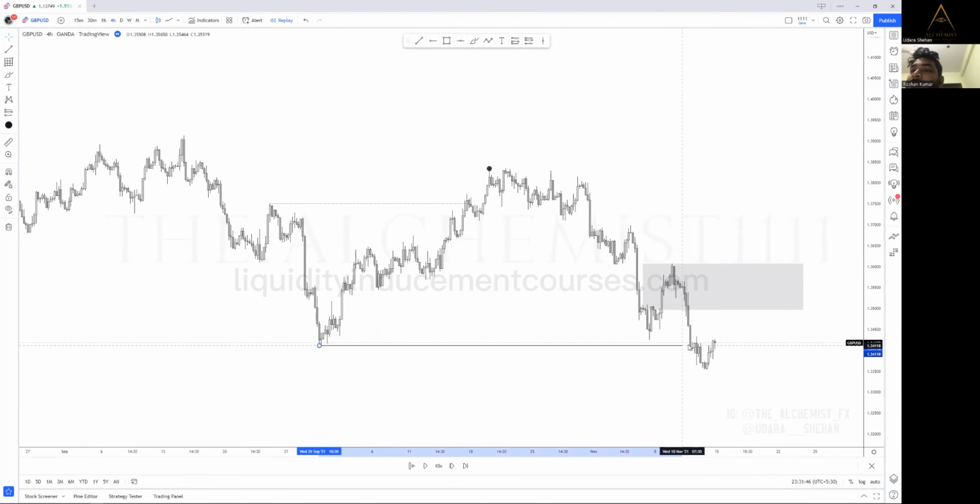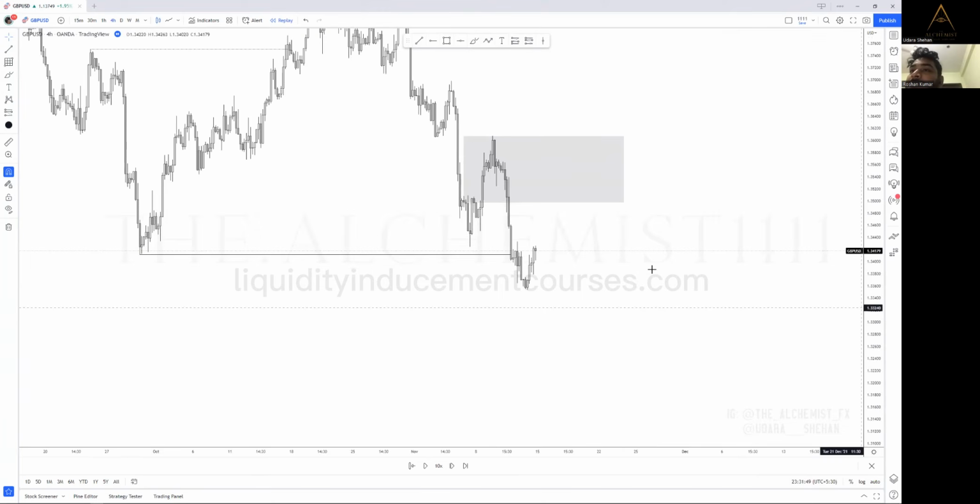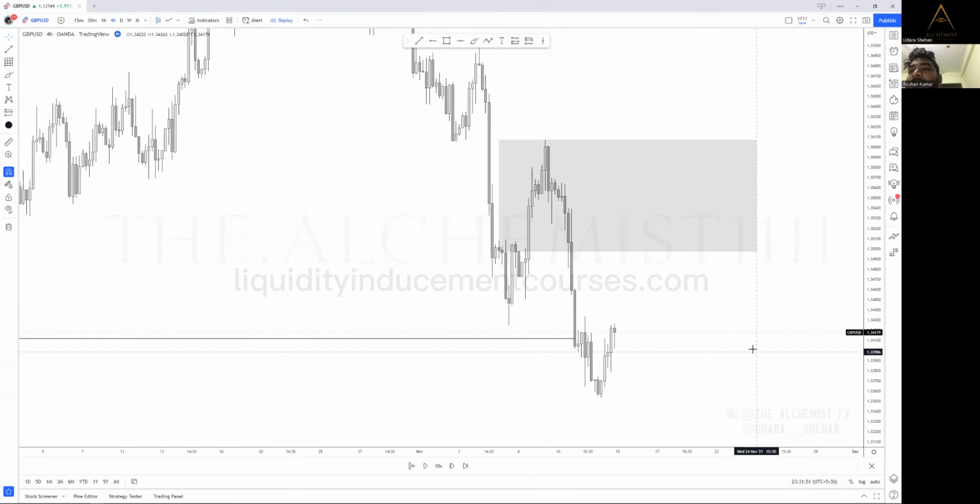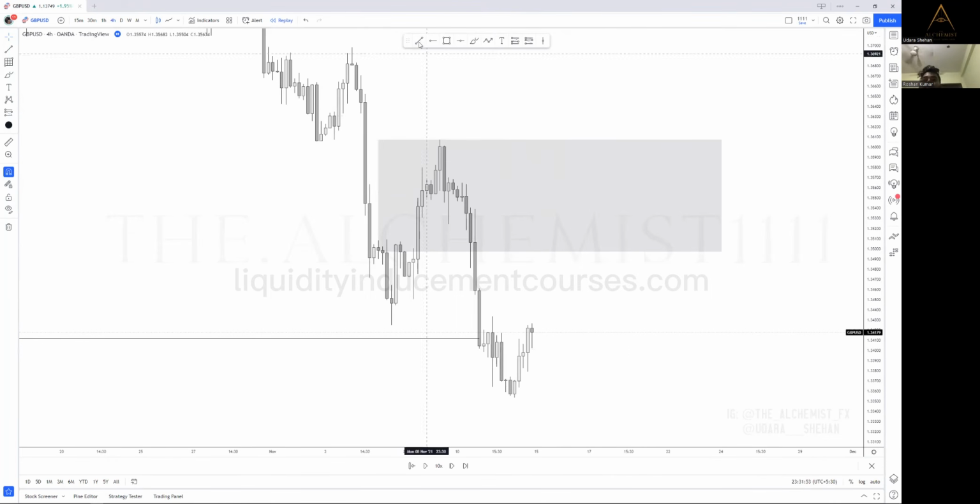Okay, I need it to be neat and tidy. So there we go. On the 4-hour time frame, we do have a range. What is that? This is a strong high, right? Liquidity taken, minor structure broken, as well as major structure broken in here. So there we go, high of the range.